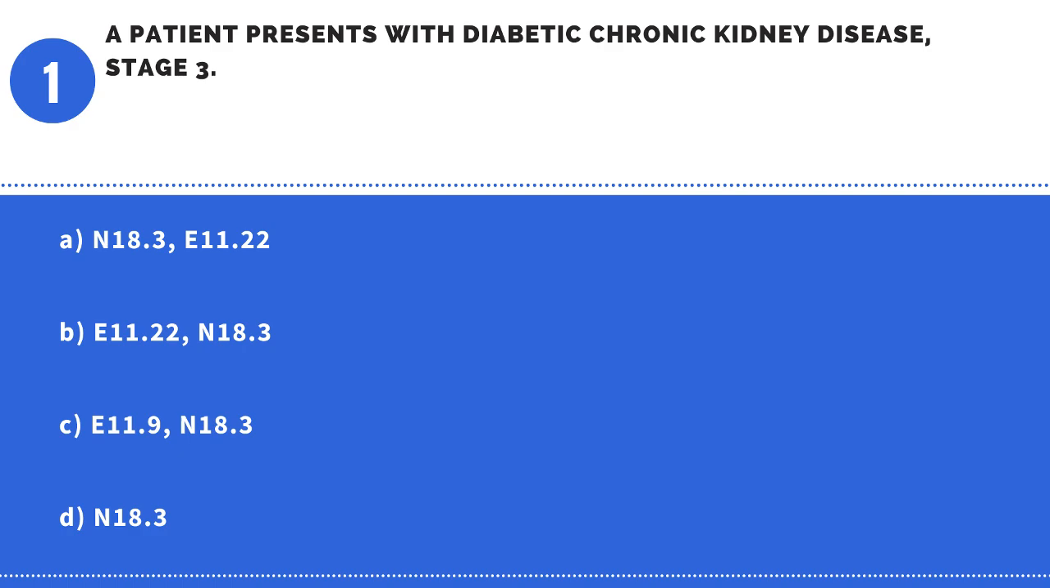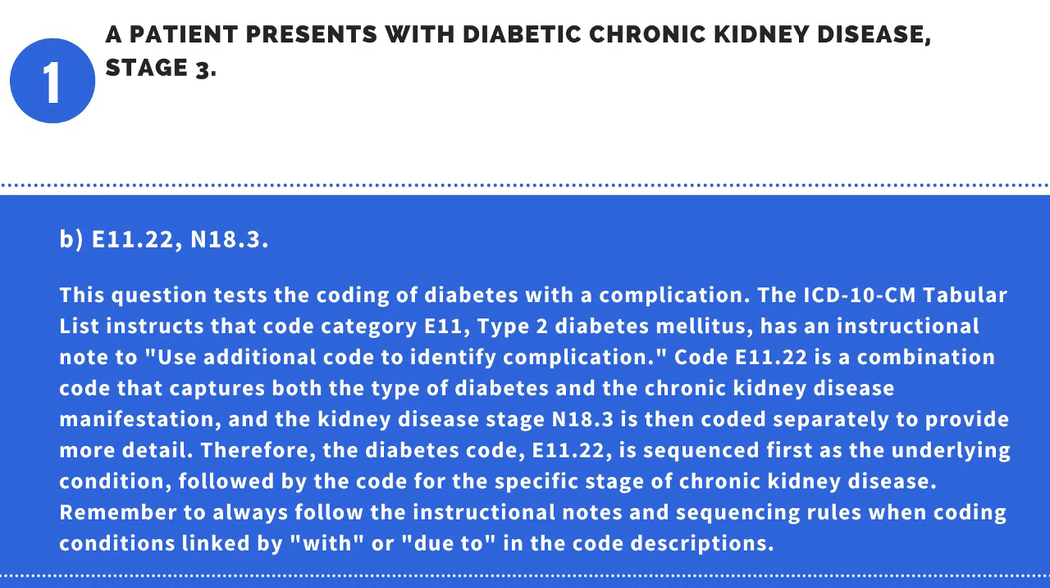Question 1. A patient presents with diabetic chronic kidney disease, stage 3. A. N18.3, E11.22. B. E11.22, N18.3. C. E11.9, N18.3. D. N18.3. Answer: B. E11.22, N18.3.